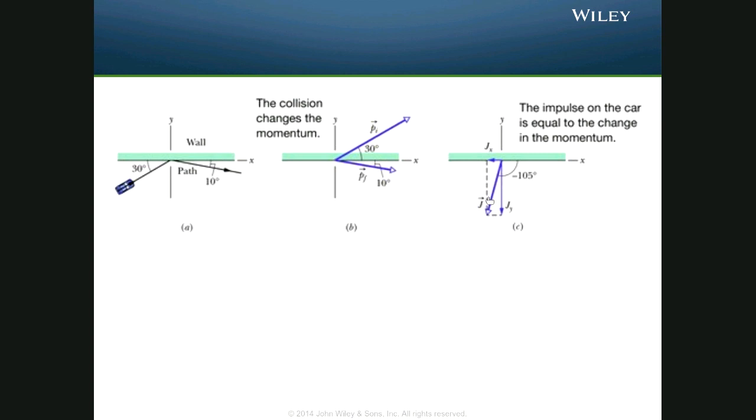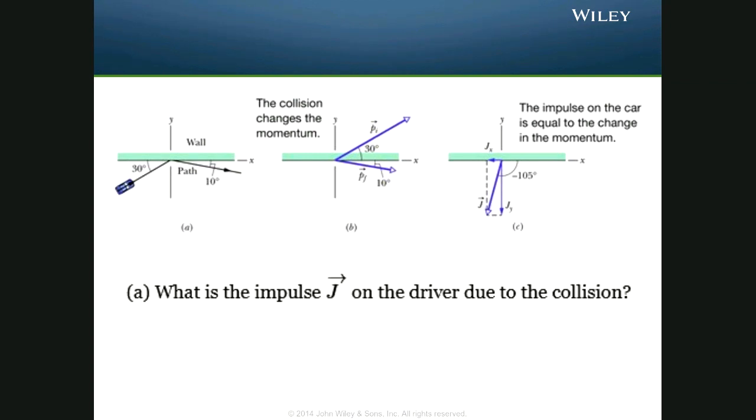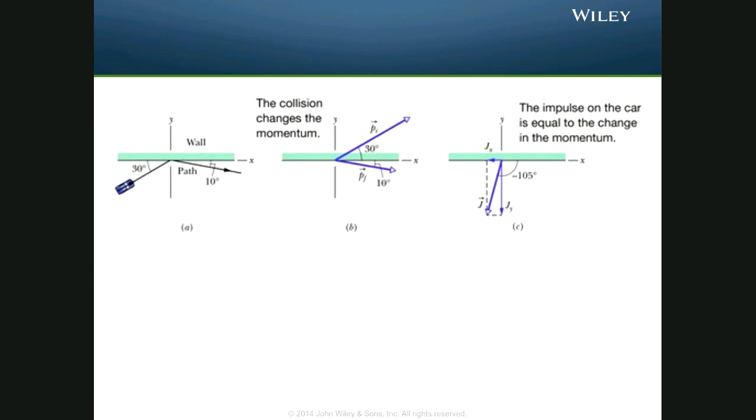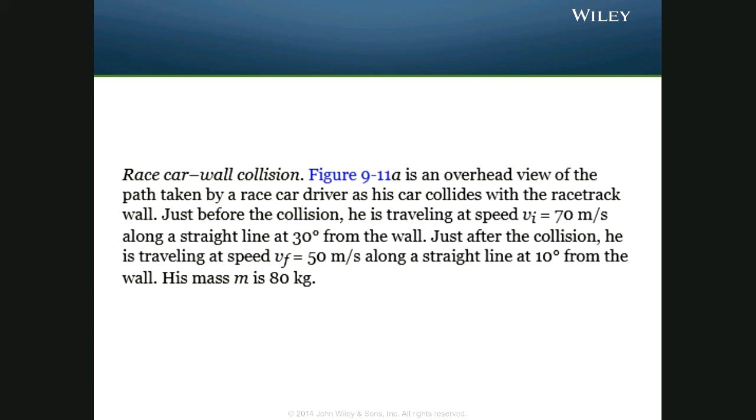It's important to know what quadrant your vector is going to live in, because when you take the arctangent, you'll have two solutions, and if you just write it down blindly, you may be off by 180 degrees. So the first thing we want to know is, what is the impulse on the driver during the collision? Well, we already see how that's going to work. So knowing that that's the question, let's go back and look at our problem.